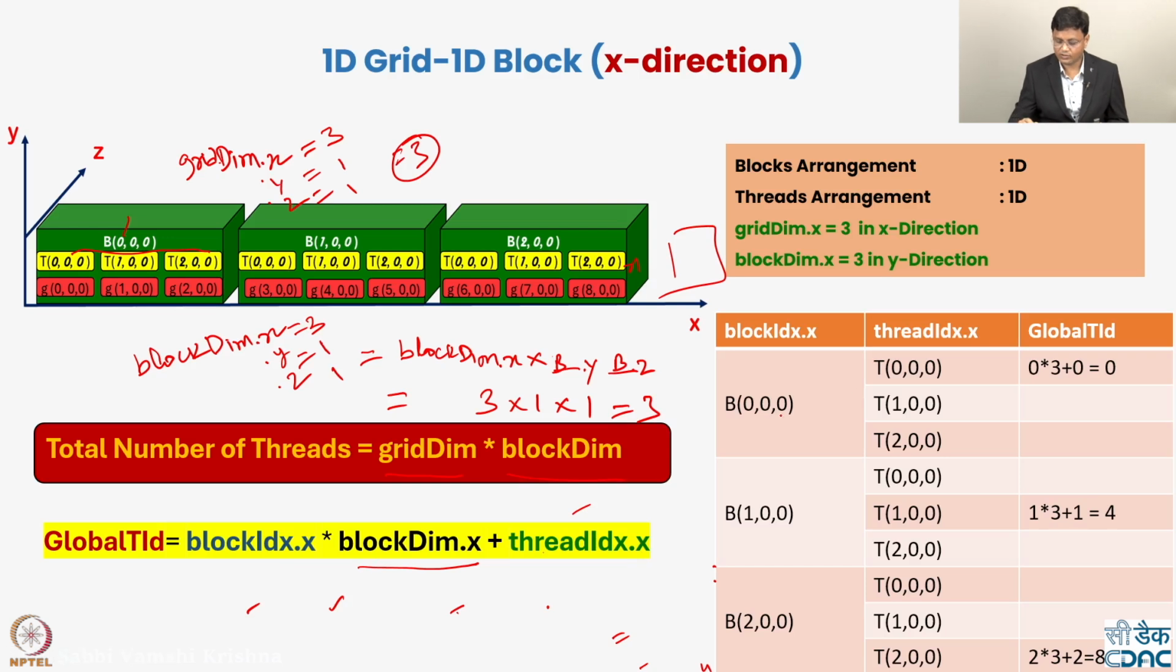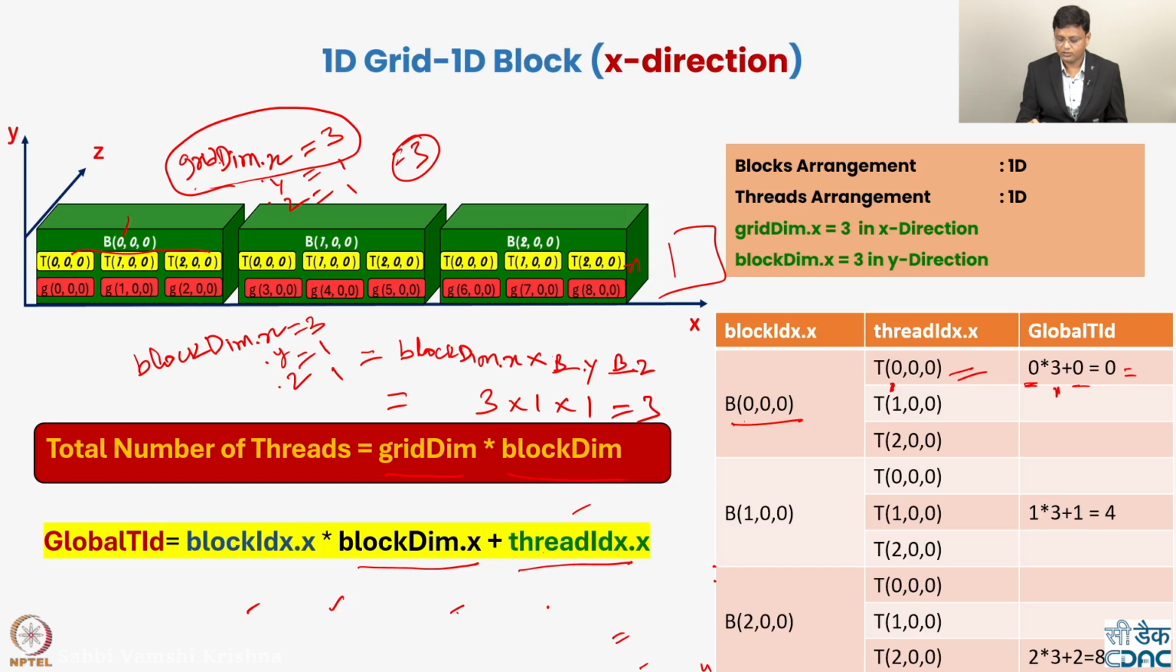So, let us calculate for this. Suppose I am calculating for block ID 0 0 0, and within that the thread ID is 0 0 0. So the block ID is 0, multiplied by the value 3, which I got from gridDim.x equal to 3, plus threadIdx, because my threadIdx in the x direction is also 0. When I compute this, I get the answer 0.